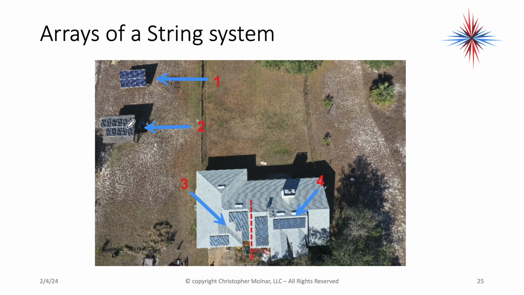Array 2 has 11 panels wired in series. It used to have 12 panels, but there's one missing there. There was a wind incident. Array 3 has 3, 6, 9 panels all wired in series. And then array 4 has 1, 2, 3, 4, 5, has 11 panels wired in series. So that's the arrays of a string panel. Arrays 1 and 2 share an inverter. Arrays 3 and 4 share an inverter.